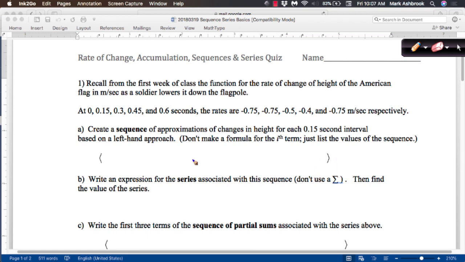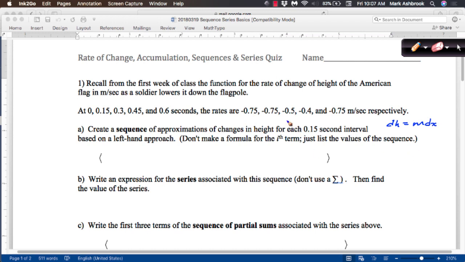All right, so we want a sequence of approximations of changes in height. How are we going to get a change in height if we have what the change in time is 0.15, and these are our constant rates? So how are we going to express changes in height? dH is going to be m dx or dt, whatever we got, right?